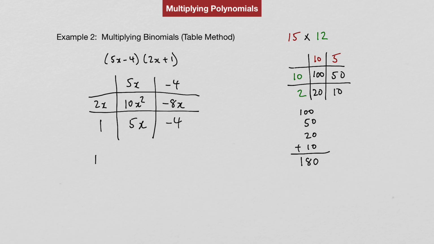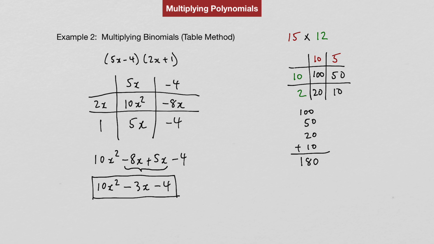If we were to add all of these together, 10x squared minus 8x plus 5x minus 4, that would simplify to 10x squared. And then we would combine this right here. Negative 8x plus 5x would give us minus 3x. And then we would keep the negative 4. And that is our answer for multiplying these two binomials. Okay, so that is the table method.